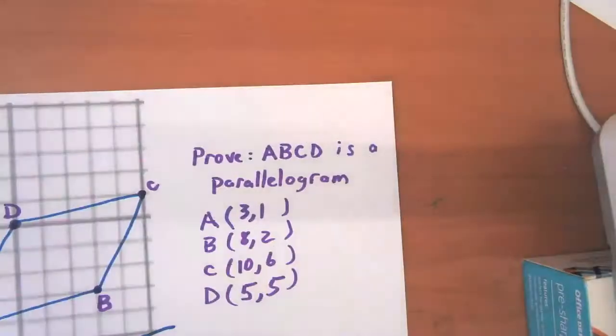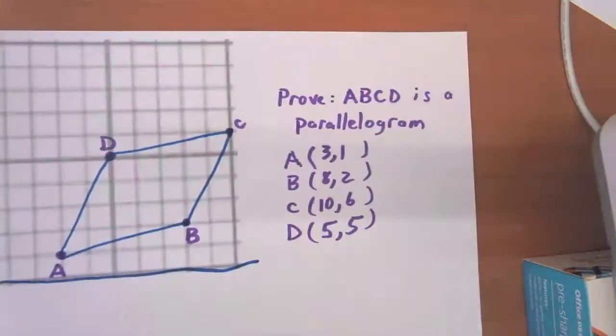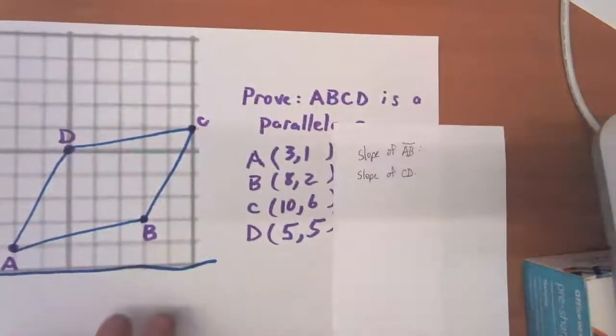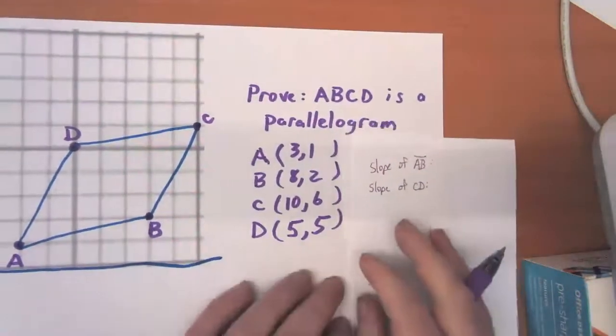In this video, we're going to use the slope formula to prove that a quadrilateral is a parallelogram given its coordinates. All right, so here's our quadrilateral, and we've got the coordinates there. And so in order to prove that the opposite sides are parallel, we're going to calculate the slopes.